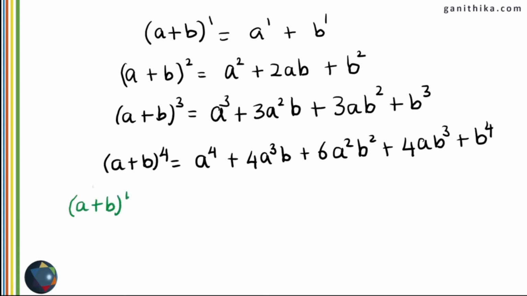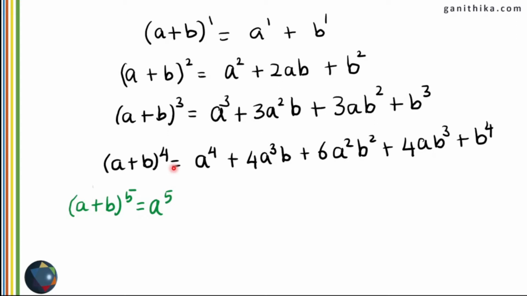(a + b) to the power of 5. Instead of actually expanding, let's see if we can identify some patterns and find the terms in the expansion of (a + b) to the power of 5. You would have noticed that the first terms in all the expansions have a to the power of the same number as the power of the binomial, correct? So a power 3 for (a + b) power 3, a square for (a + b) the whole square, a power 4 for (a + b) to the power of 4. Therefore, we should have a power 5 as the first term here.